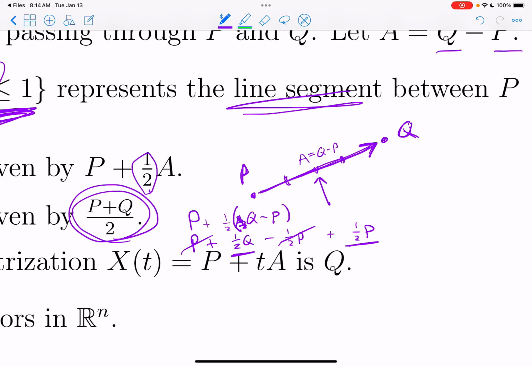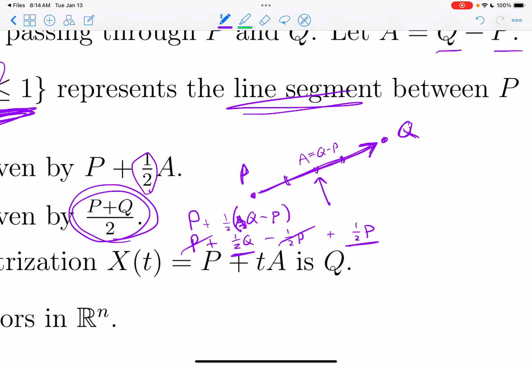The velocity vector of the parametrization. Well, remember, the velocity vector is dx/dt. So if I do that, P is constant, so its derivative would be the 0 vector. And then d/dt of T times A gives me A.